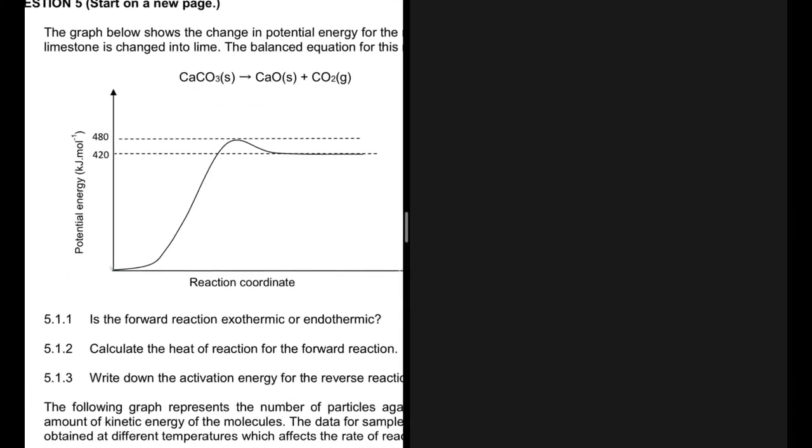It is actually easy to see that the forward reaction is endothermic. The energy of the products is greater than the energy of the reactants. So the answer to 5.1.1, our reaction is endothermic.